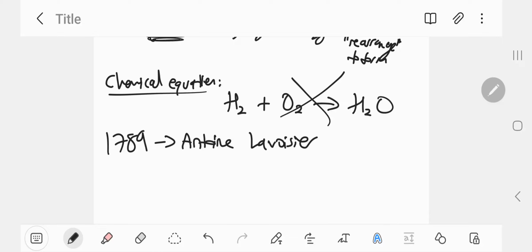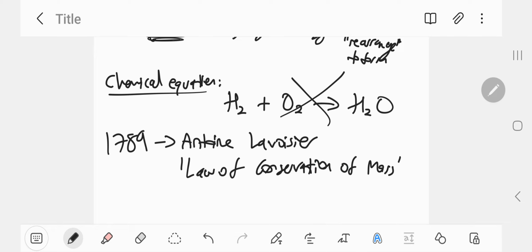He discovered that mass is neither created nor destroyed in chemical reactions. In other words, he discovered the law of conservation of mass, one of the fundamental laws of the universe. Conservation of mass. In other words, whatever you have coming into a chemical reaction, you will get out.